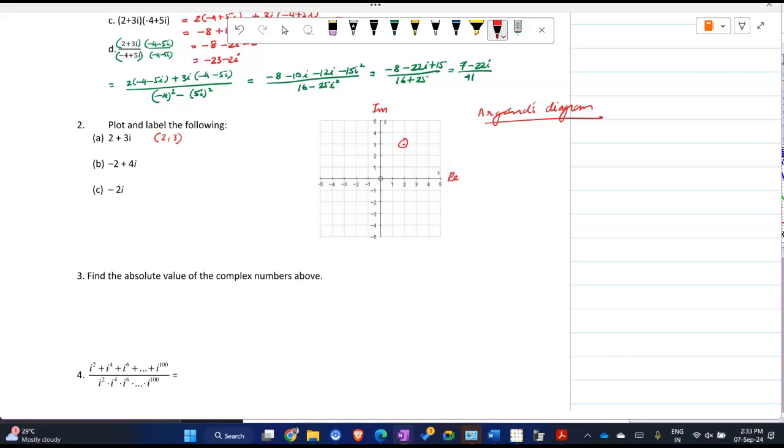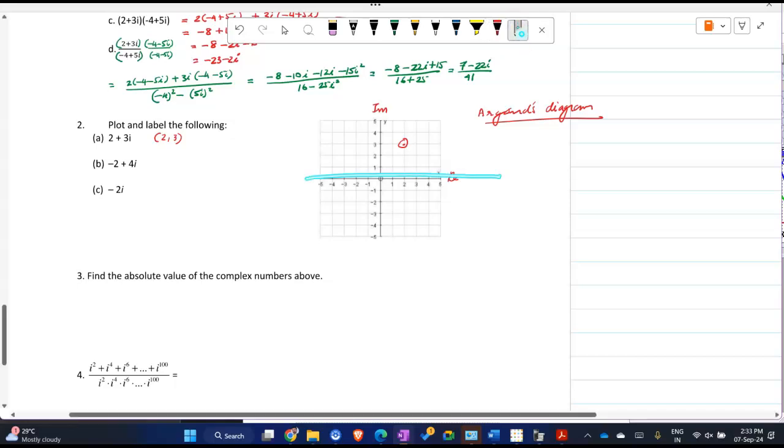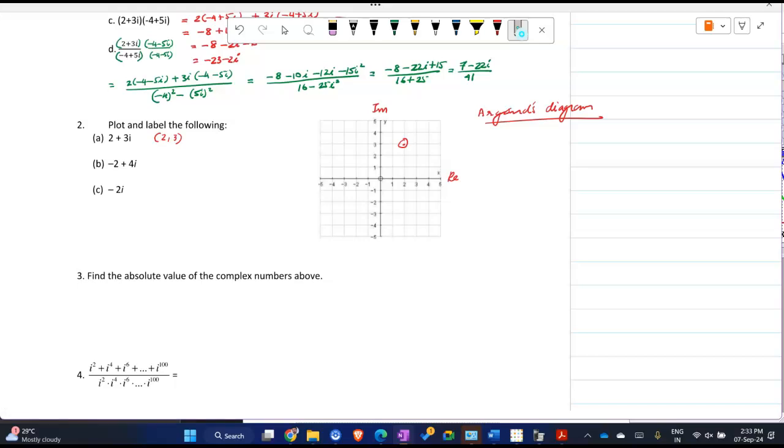X is 2, and whichever value is with the i, that's the y value. That's the imaginary axis and the real axis. We don't technically call it x and y in complex numbers, even though they are the horizontal and vertical axes. The horizontal axis is called the real axis, not technically the x-axis, and the vertical axis is known as the imaginary axis, not the y-axis. But you can refer to it that way.